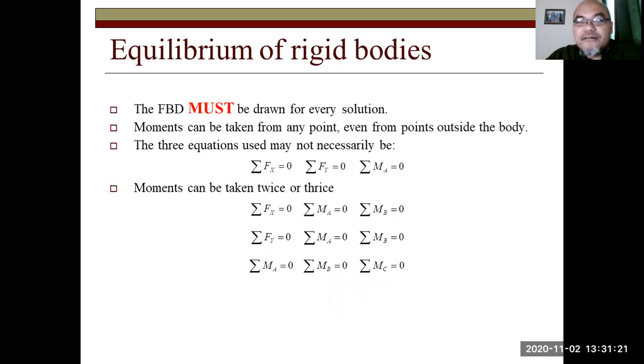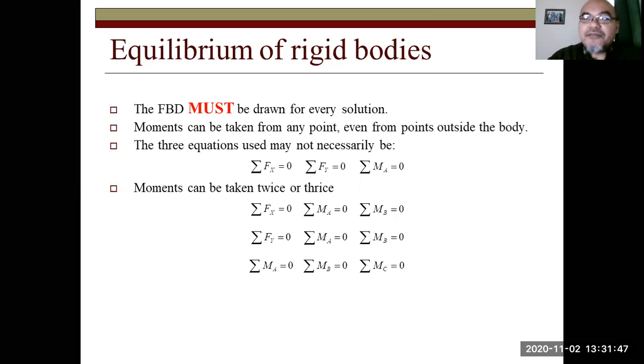Moments can be taken from any point within the body, within the structure. You can even take the moment about another point outside the body. It is possible, as long as it is in equilibrium, meaning it doesn't rotate. Sigma moment should be 0. So the three equations used may not necessarily be sigma Fx equals 0, sigma Fy equals 0, sigma MA equals 0.